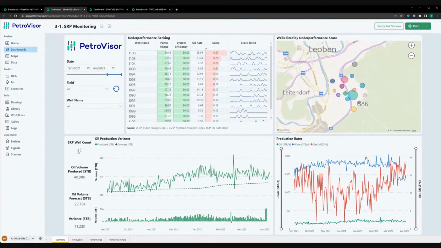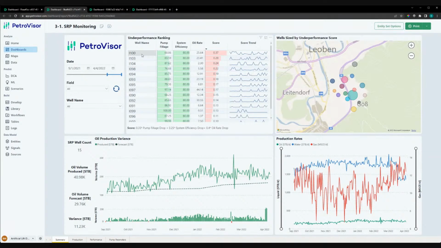So for our sucker rod pumps, here's our production versus our forecast. PetroVisor has our own virtual flow meter built in. So if you don't have specific forecasts for this well, you can use the VFM, the virtual flow meter, to supplement that as well. So I can see overall, I'm showing all 15 wells here. We seem to be trending well against our forecast.